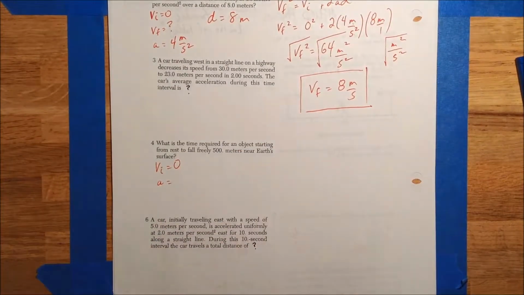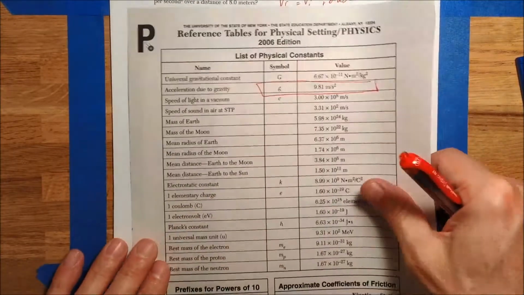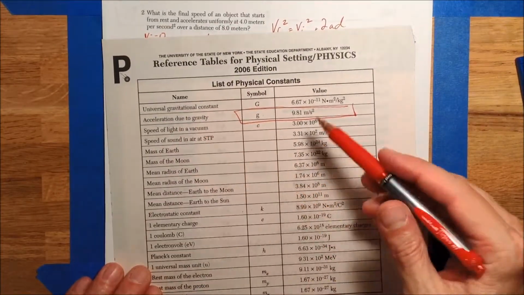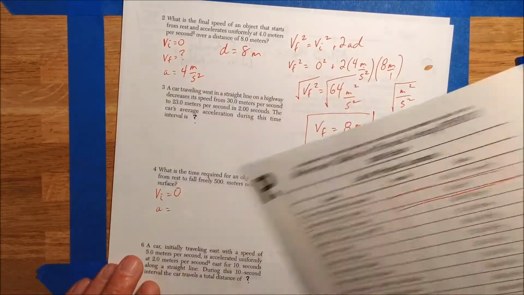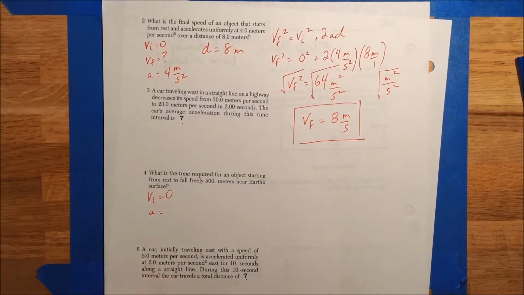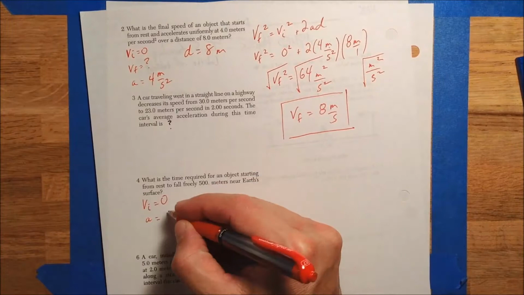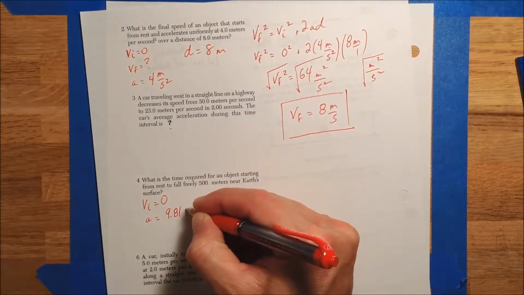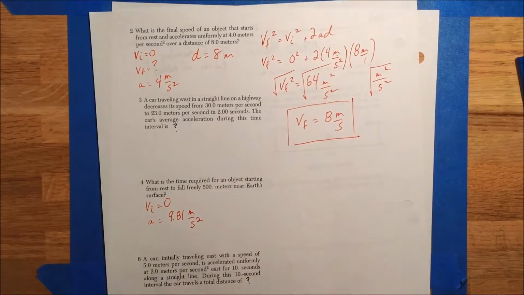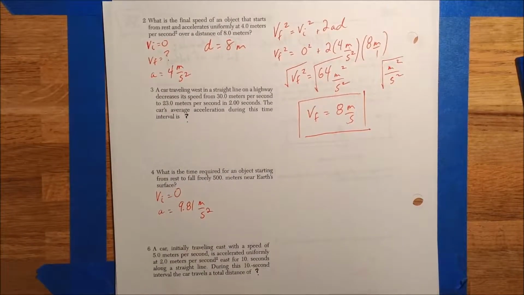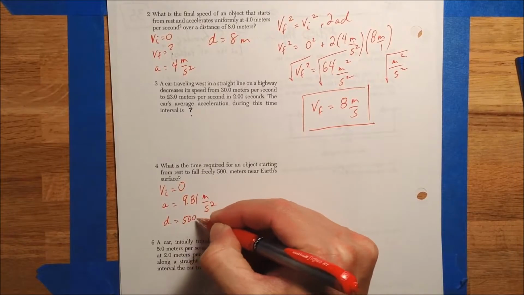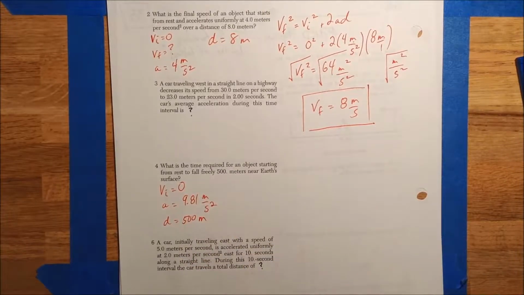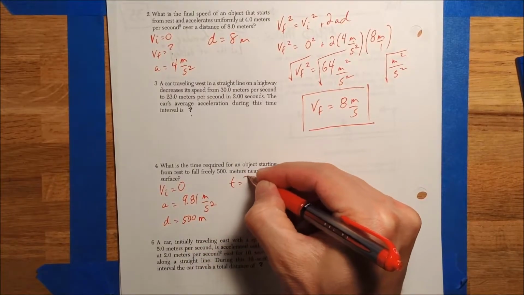Acceleration, you have to know that, and it is on the reference table. Know that acceleration due to gravity is a constant 9.81 meters per second squared. You've got to know that falling means that the acceleration is known, and it's that 9.81 meters per second squared. And the fall is 500 meters, so distance is 500 meters, and we're looking for time.